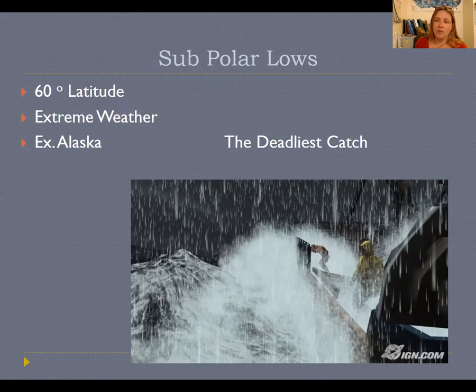And so if you've seen images of Alaska, you know it's kind of a harsh climate. There's a TV show that my husband used to be very into called The Deadliest Catch, where people go out fishing for salmon and crab in really harsh, stormy conditions out in the seas outside Alaska. And this is the type of climate that we would expect to see from these subpolar low pressure zones.